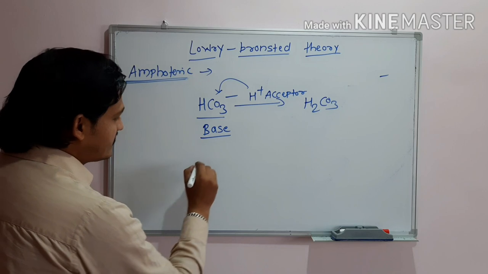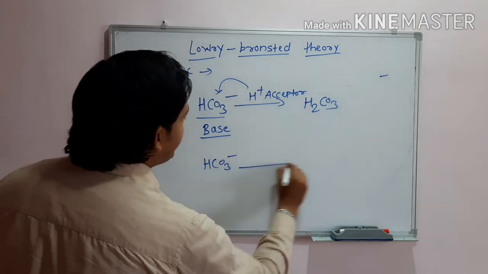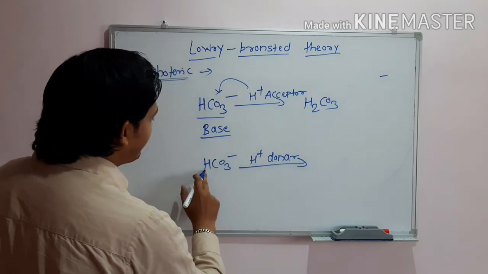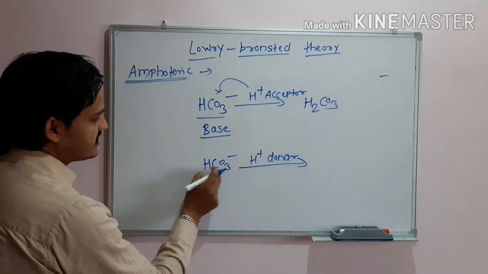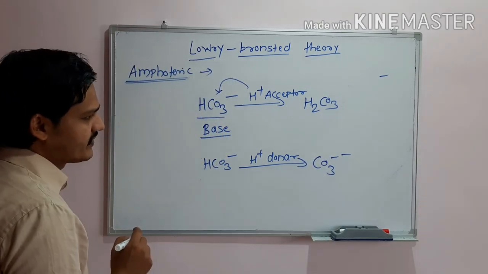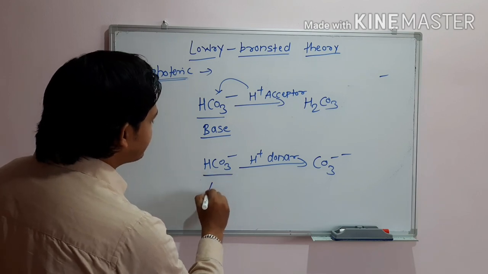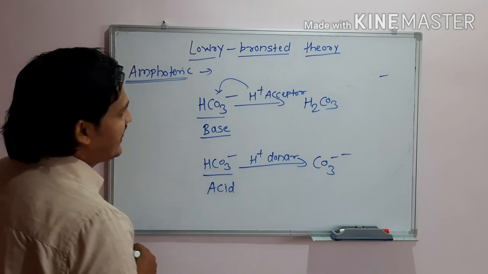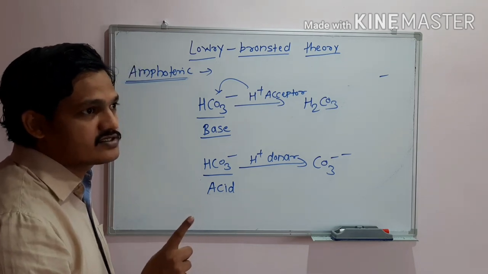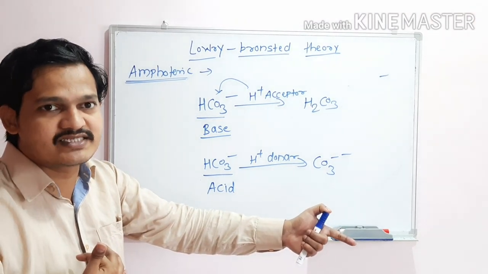Okay, now this species HCO3- donates a proton, H+ ion donor. Donating a proton means if I am removing this H+ ion from HCO3-, it will form CO3 2-. So HCO3- in that case acts as an acid. Okay, now you have understood it clearly. The substance which donates a proton is called an acid, the substance which accepts a proton is called a base.